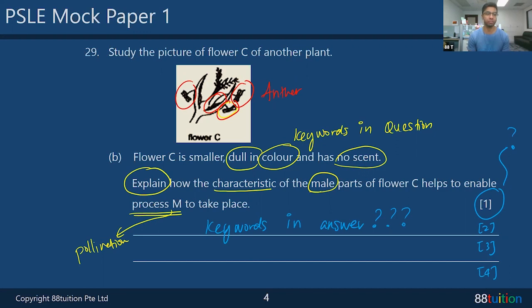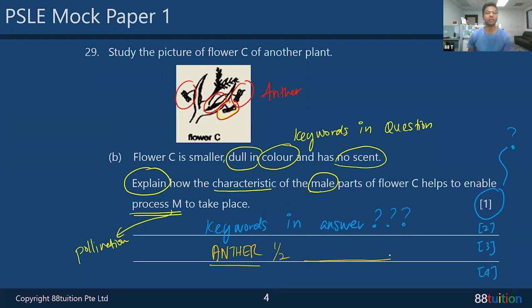Okay, let's say I'll give you half mark for that because you still need to explain. So what happened is your first keyword was anther. You're already going in the right direction. If you talk about stigma and all that, oh, wrong already. Okay, anther is the one that we're looking for, right? So I give you half mark here.